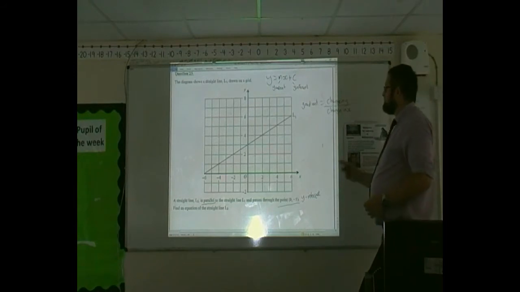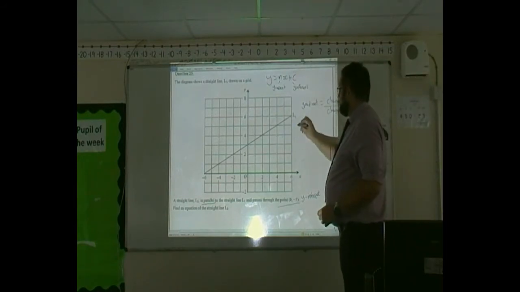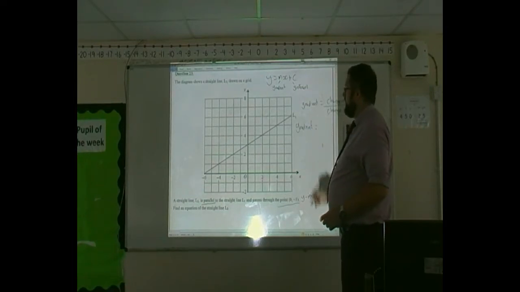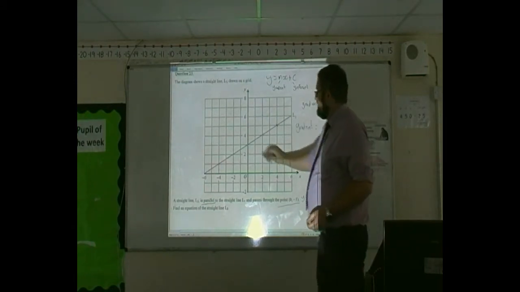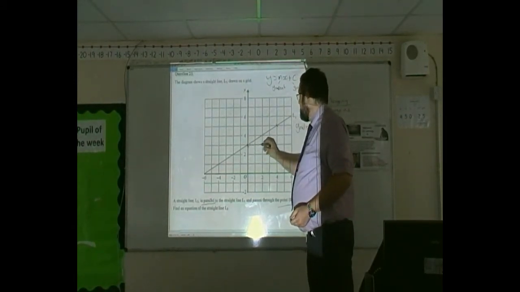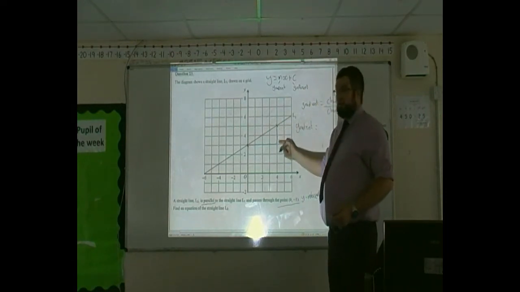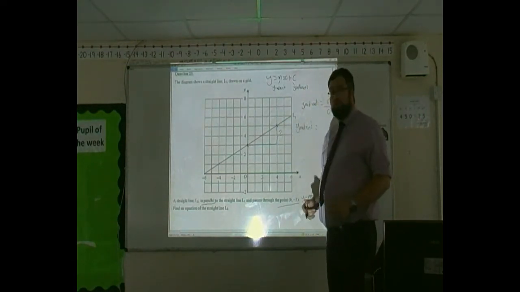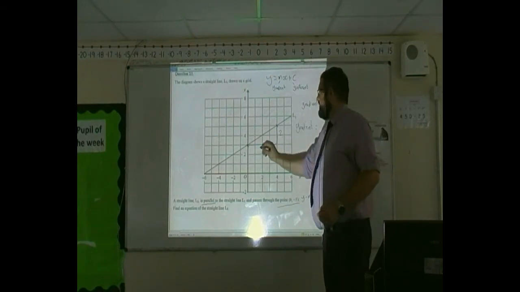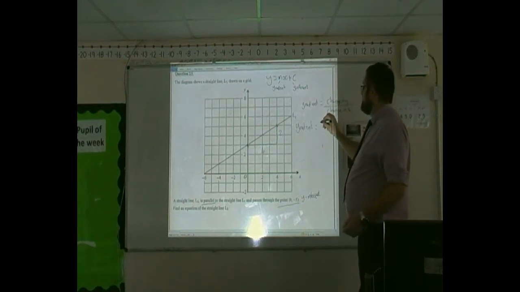Okay, working out the gradient of the line L1, I'm going to pick 2 points on my line where it crosses the corner of a square, such as here and here. If I join those up and form a triangle, I can see that y has gone up 2, and in the x direction we've gone across 4. So the gradient will be 2 over 4, which is 1/2.